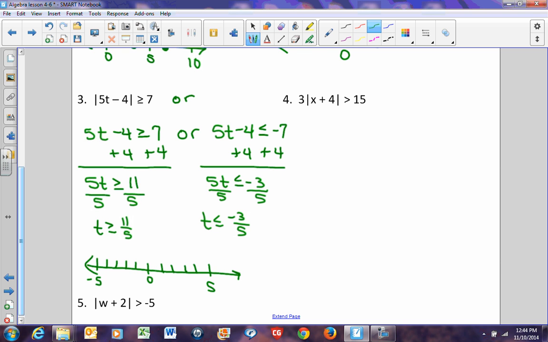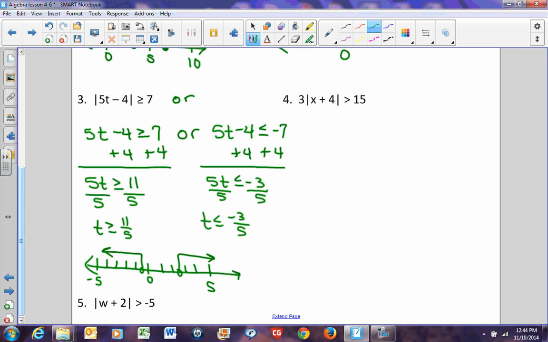Greater than or equal to positive 11/5 is going to be 2 1/5. So 2 1/5 is going to be about right here. Greater than or equal to. Less than or equal to negative 3/5. Negative 3/5 is going to be a little bit over halfway. So it goes that way. And you're done.